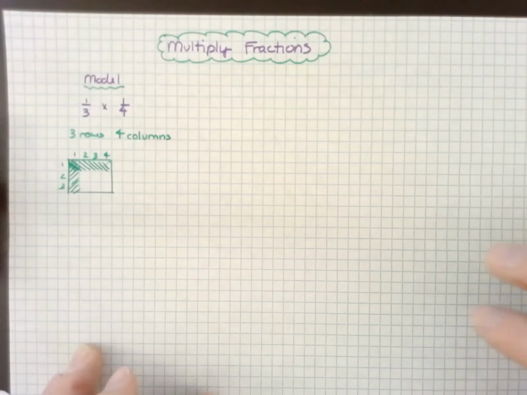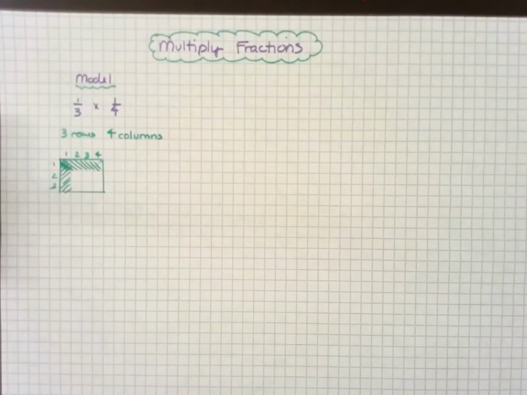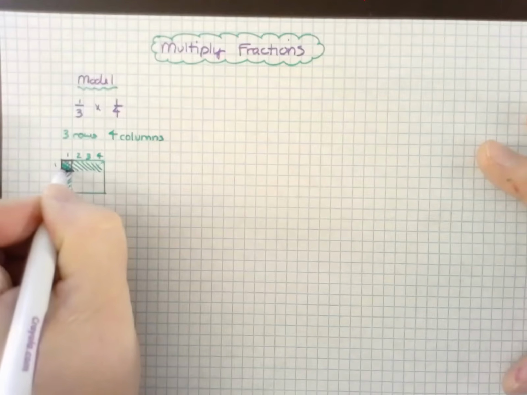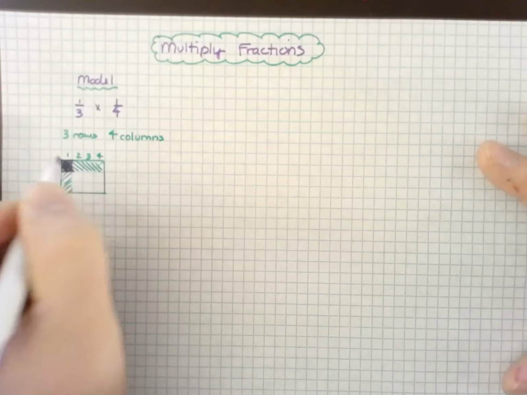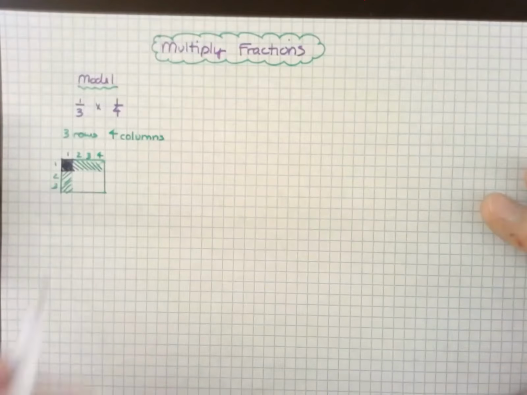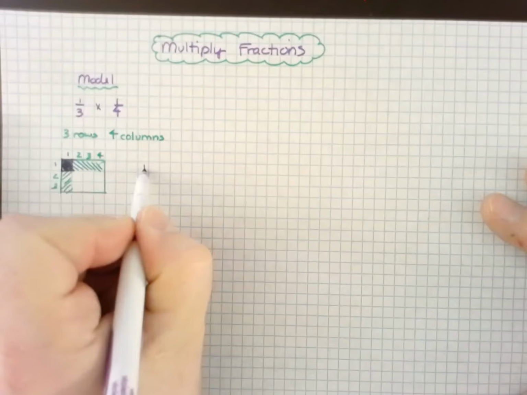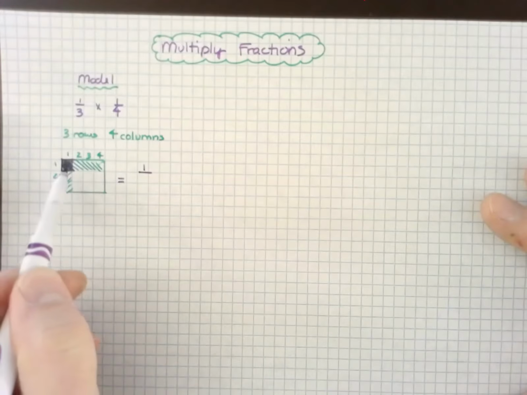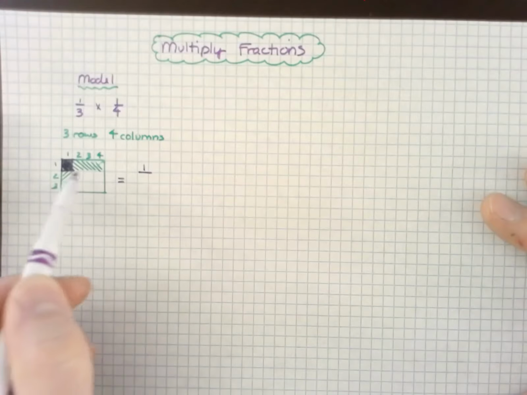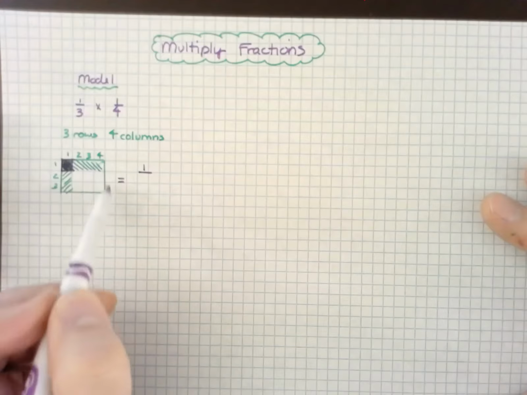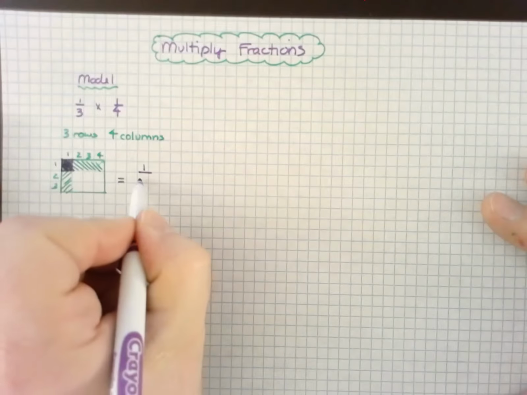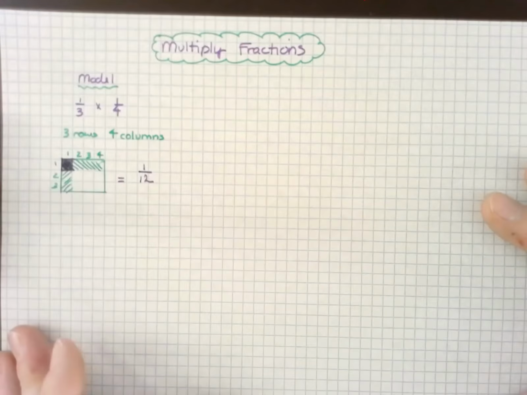And I notice that there's a spot where they both overlap. They both overlap in this first little square. And so I can say that there is a total of 1 out of, and we can use an area model like you've done before in 3rd and 4th grade. This is a 4x3 area model. So that's a total of 12 pieces. And so my answer is 1/12.